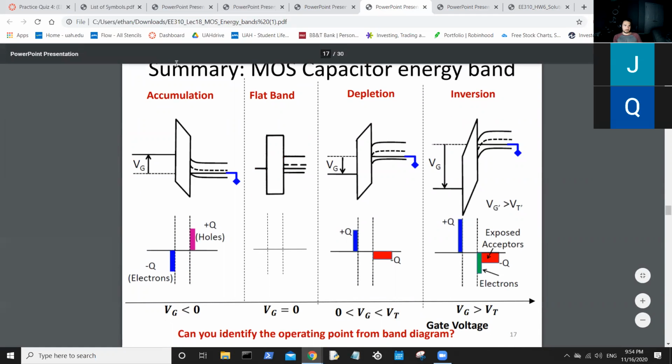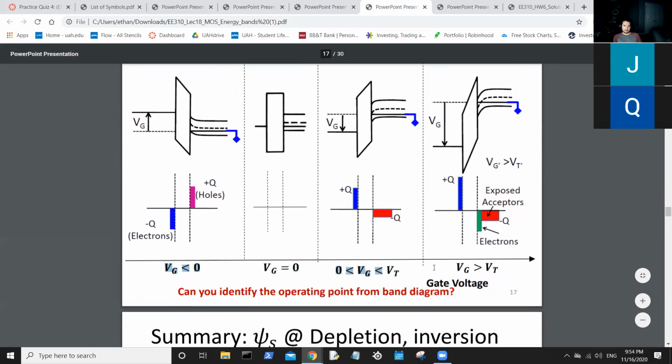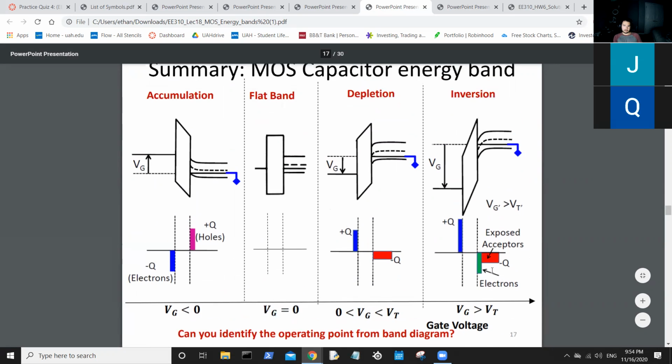So this right here is a really good slide because it takes all the information that we need for band stuff and brings it into one spot. And also, look, it gives you all those conditions that I was talking about earlier. So I was right in saying VG equals 0 is flat band. Did I say this was depletion? No, this is what we answered since it was asking for depletion.